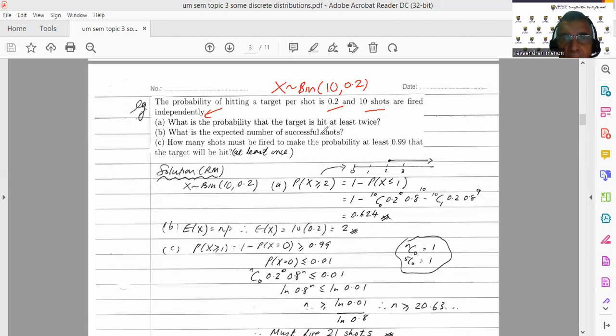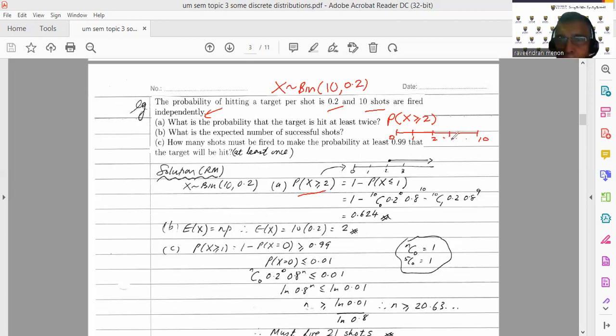What is the probability that the target is hit at least twice? So at least 2 successes will be bigger than or equal to 2. So that's what I've done here. And remember, let's draw a number line just to learn it well. I have 0, 1, 2, all the way up to 10. What are these numbers here? These are the values X can take.